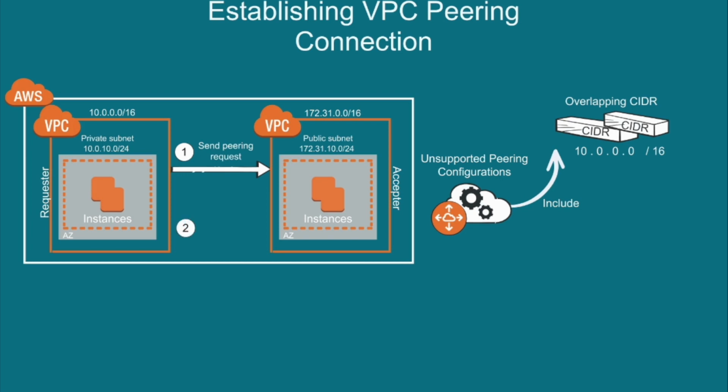For the second step, the owner of the acceptor VPC, which is either you or another AWS account, accepts the VPC peering connection request to activate the VPC peering connection. The VPCs are now peered.